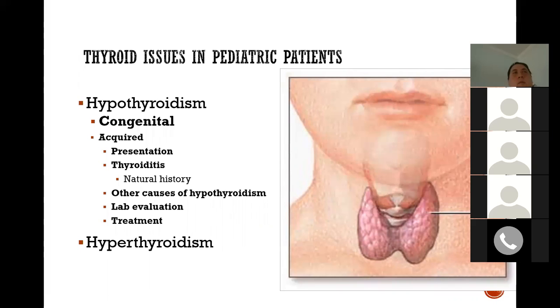So we're going to go over a couple things. We're definitely going to spend some time on hypothyroidism, do some cases related to that, talk about congenital as well as acquired forms of hypothyroidism, some other causes of low thyroid, and lab evaluation. Then we'll talk about hyperthyroidism and do a case related to that. If folks have questions along the way, just unmute your microphone and chime in. I'm also going to be asking you questions, so I do want it to be interactive.